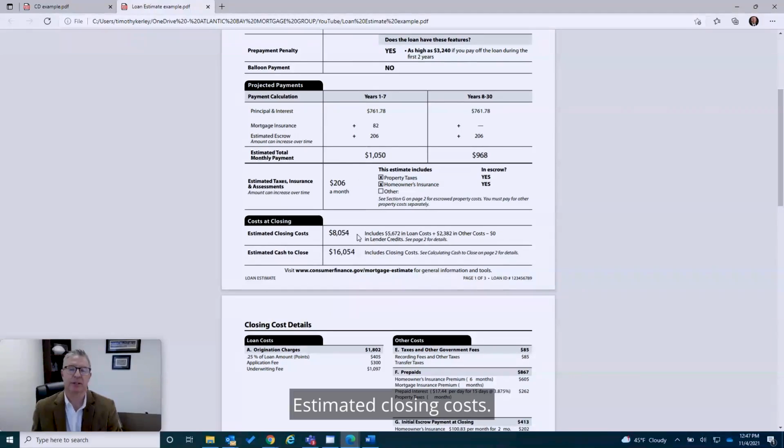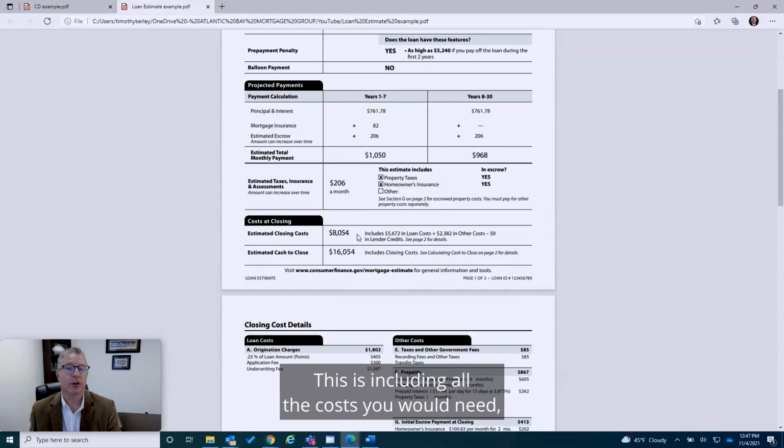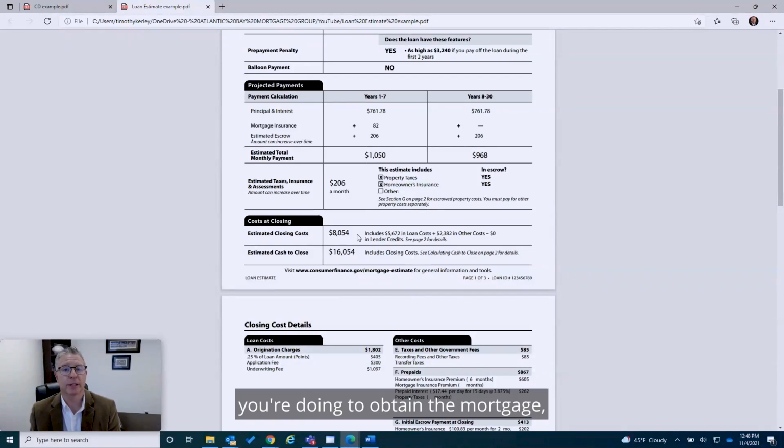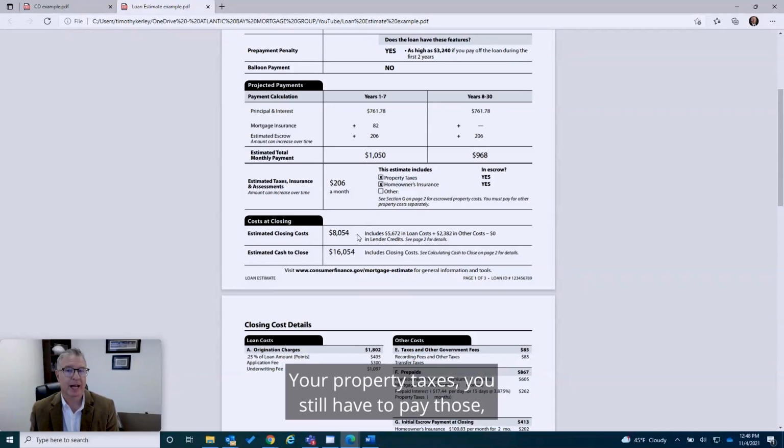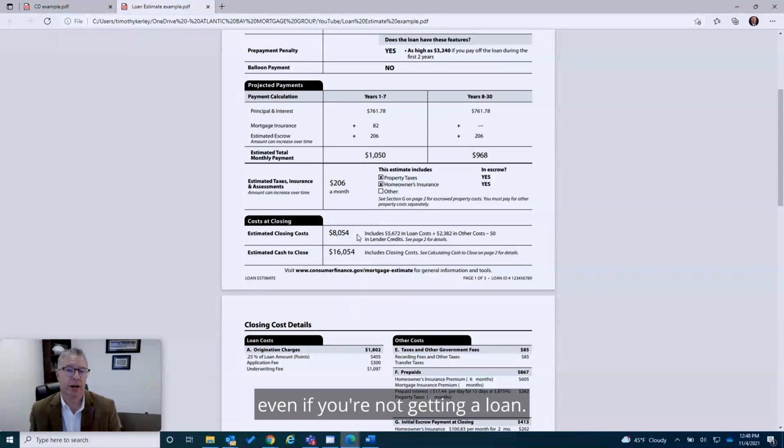Estimated closing costs. This is including all the costs you would need, not just your actual fees for all the stuff you're doing to obtain the mortgage, but this also includes other things that are outside of the mortgage, like your homeowner's insurance. I mean, you would have that even if you weren't getting a loan. Your property taxes, you still have to pay those even if you're not getting a loan. So all that's included in there as well.